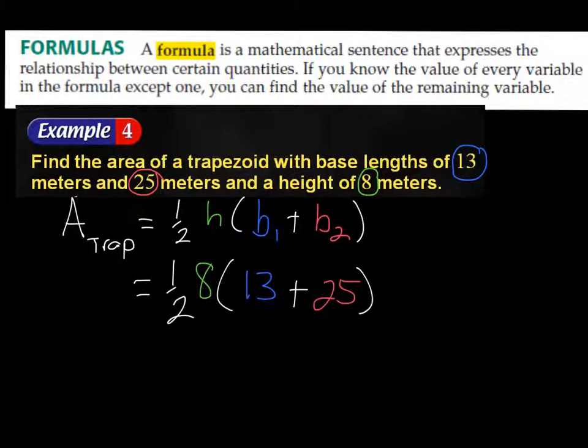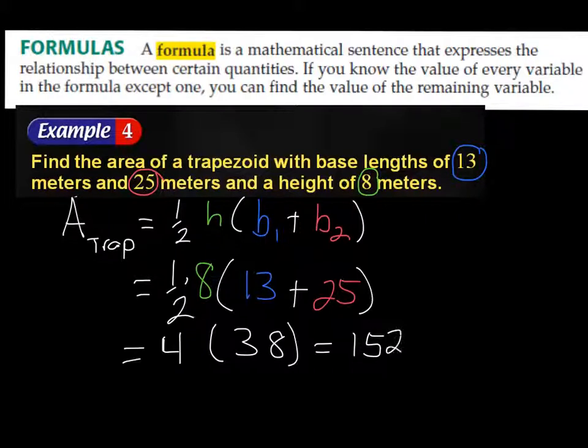And now that we've substituted in, all we need to do is use our order of operations. So actually 1/2 times 8, we could go ahead and do that, that's okay, is 4. 13 plus 25 would be 38. And 4 times 38 is 152. And our units were all in meters, looking at area, so our label should be square meters.